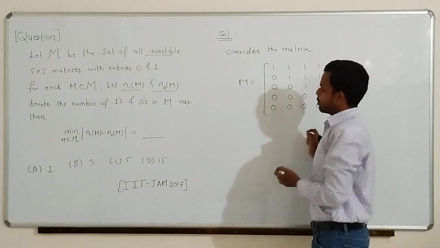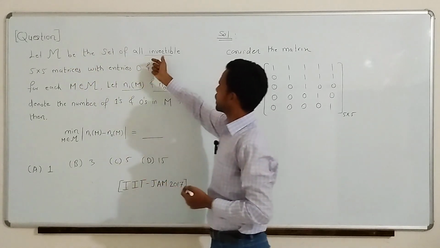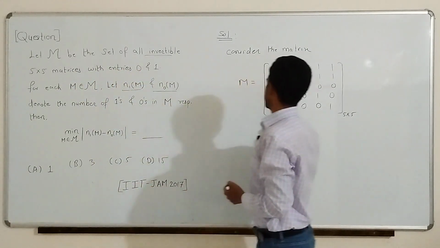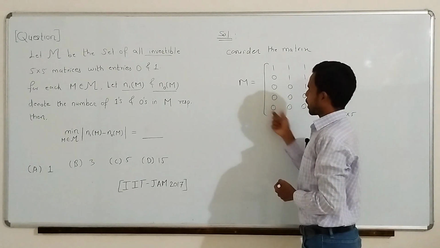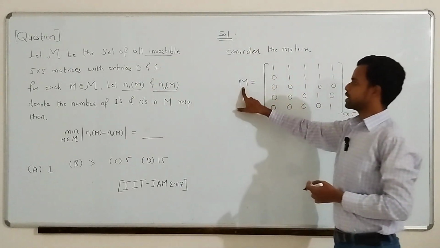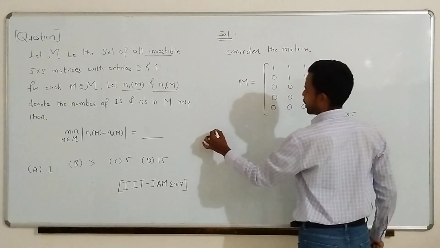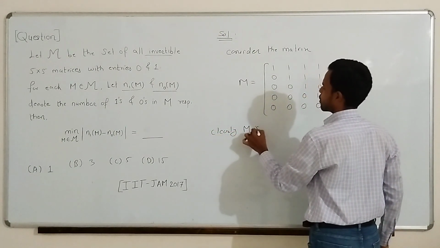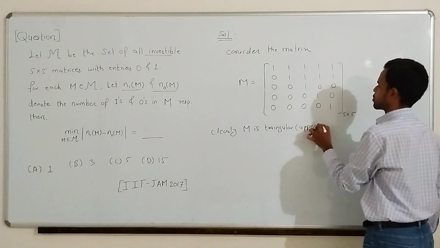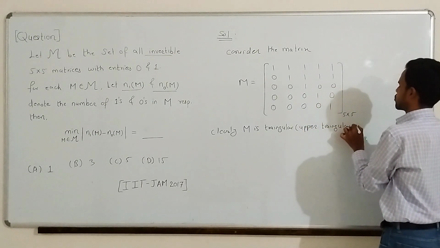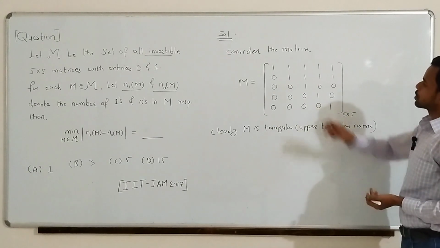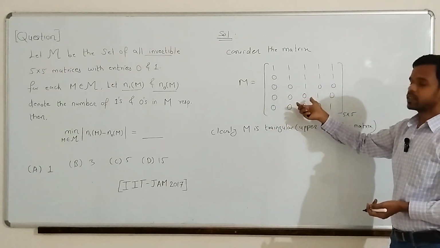Entries of M are only 1 and 0. Now, for M to be in this set, what condition do we need? It must be invertible, because the two conditions, 5 cross 5 matrix and entries 0 and 1, are already satisfied. So, for M to be in this set, M must be an invertible matrix. First we need to check whether M is invertible or not. Now, clearly, M is an upper triangular matrix, because all entries below the main diagonal are 0.